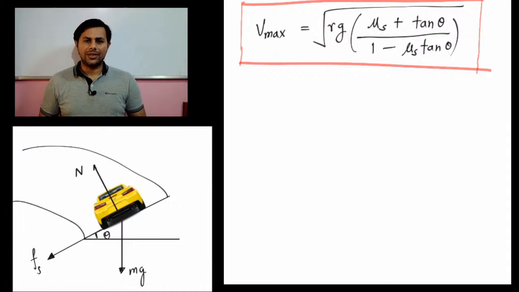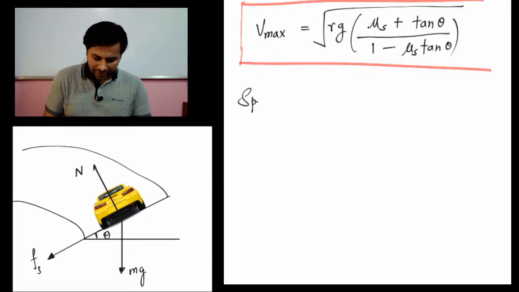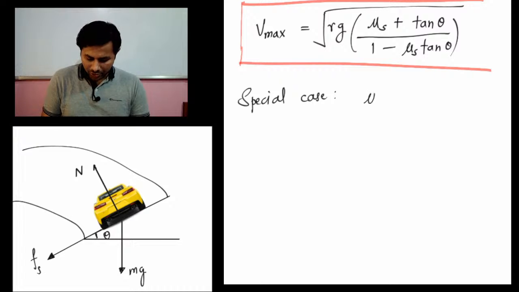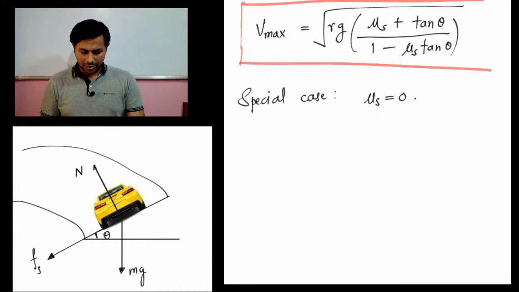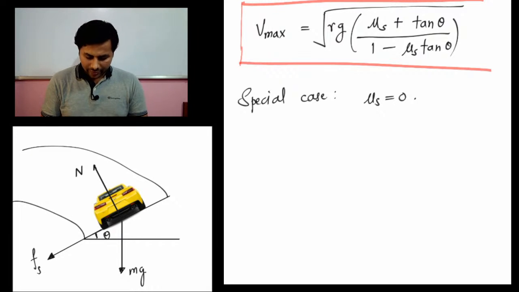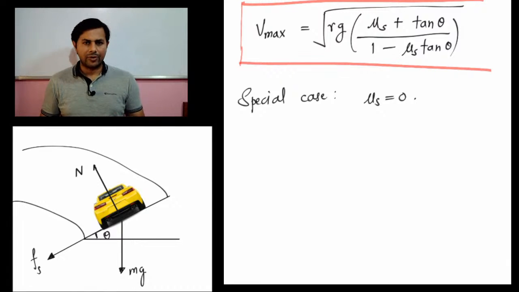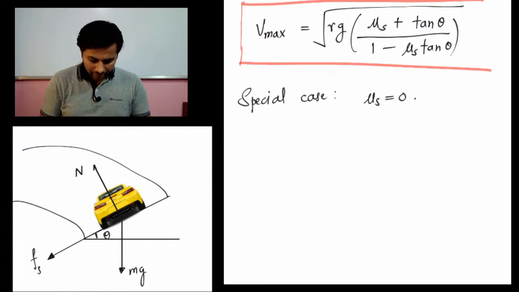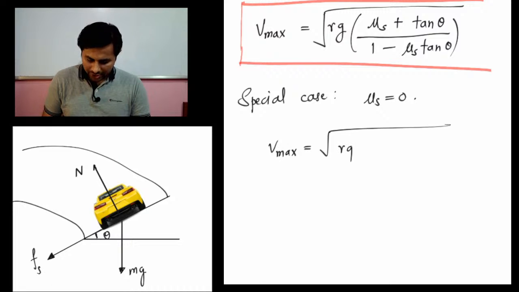So now let's suppose that there is no friction at all. Okay, so let's consider the special case that mu s is equal to 0. So let's make all terms in numerator and denominator 0 where we have mu s. So if we do that, we get V max equals square root of Rg into tan of theta.